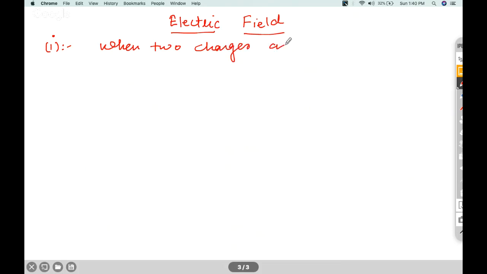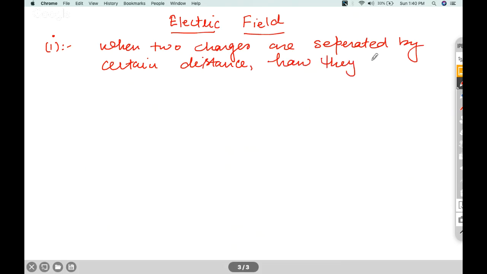Now let me move to electric field. The first question was: when two charges are separated by a certain distance, how are they able to exert force on each other?